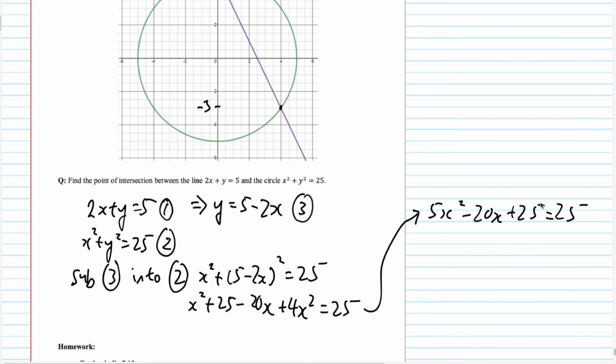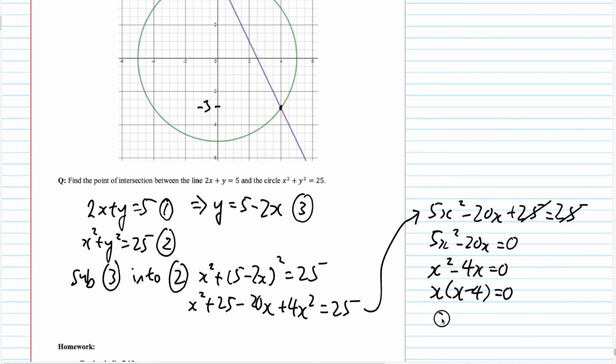As you can see, there's a 25 on both sides, so you can just cancel them out. So I'm left with 5x squared minus 20x is equal to 0. Now, in here, you can also divide both sides by 5. So you have x squared minus 4x is equal to 0. Make sure you divide by 5 and do not divide by 5x, because we do not want to divide by an unknown variable. Alright, so once you get to this step, then it becomes quite straightforward. Just factorize it. x times (x minus 4) is equal to 0.